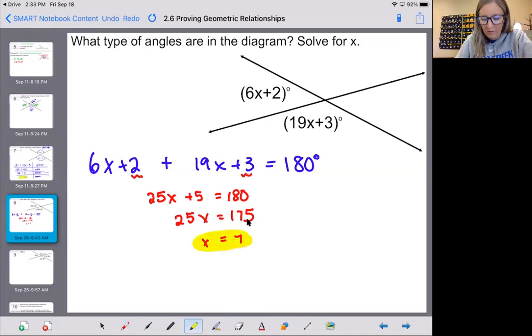Make sure that I answer the question, right? It says solve for x, so we're done. But if it ever says to find the two angle measurements, make sure you plug your x back in.